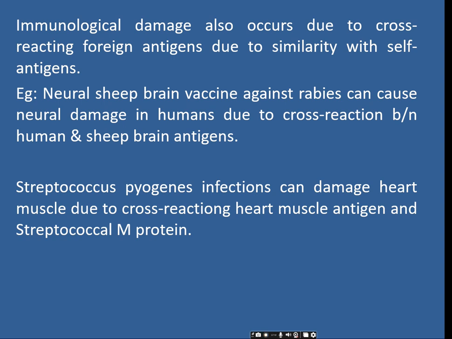Okay, one more example we will see, the Streptococcus pyogenes, group A Streptococcus. We have studied it in bacteriology, right? Streptococcus pyogenes infection can damage heart muscle due to cross-reacting heart muscle antigen and streptococcal M protein. So what will happen? The bacterial infection will come, and you know antibody will be produced, right? This streptococcal antigen has a similarity, a cross-reacting feature, with the heart muscle. So the antibody produced against the streptococcus will also act on the heart muscles, and it will cross react with that muscle and may lead to autoimmune disorder. Okay, so these are the two most common examples.